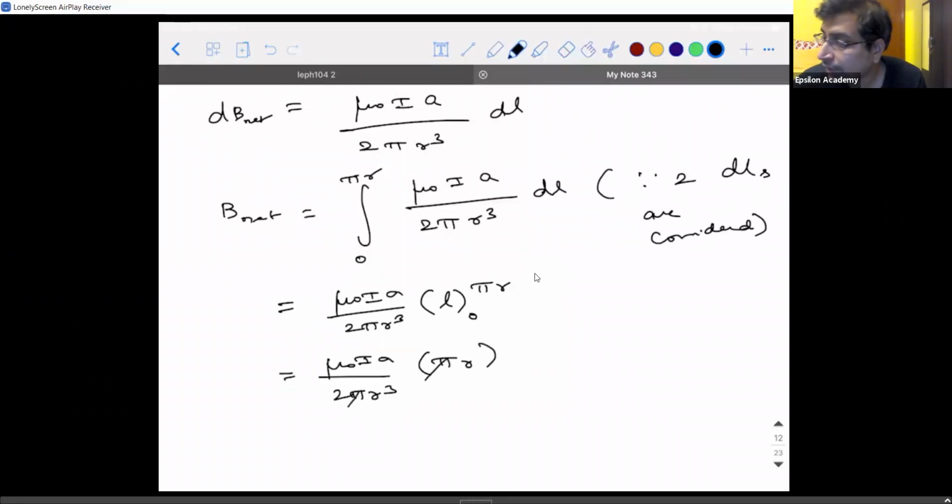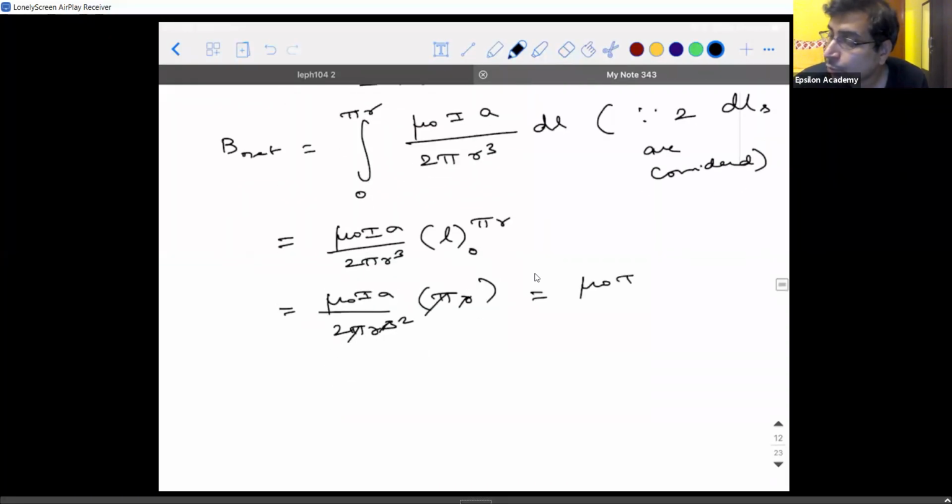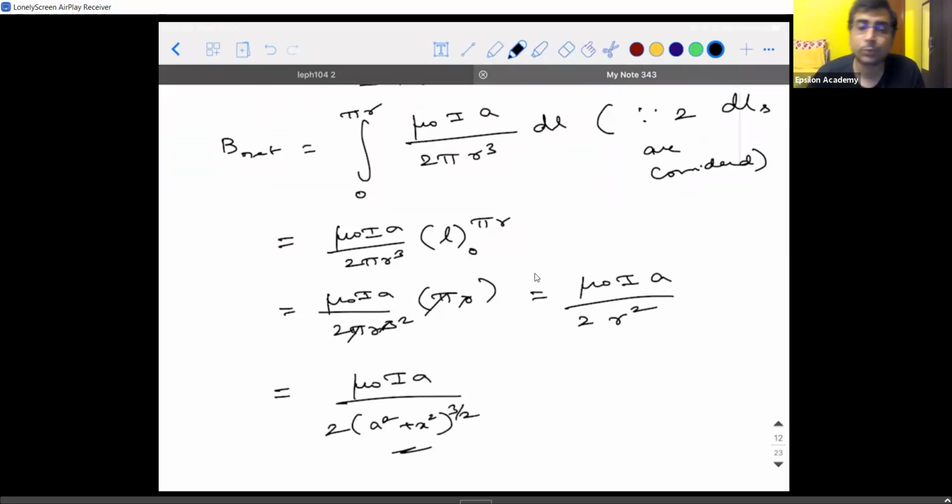So pi and pi will get cancelled. r and r will get cancelled once. So you will get the answer as mu naught IA divided by 2 into r square. So the answer will be mu naught IA divided by 2 into r square, where r is equal to a square plus x square the whole power half, from the right angle triangle using Pythagoras theorem. Okay. So power half means here you have a square. Wait.